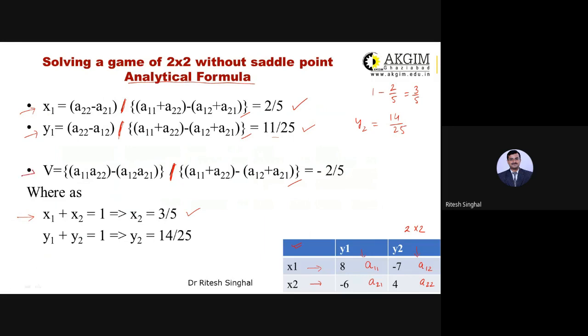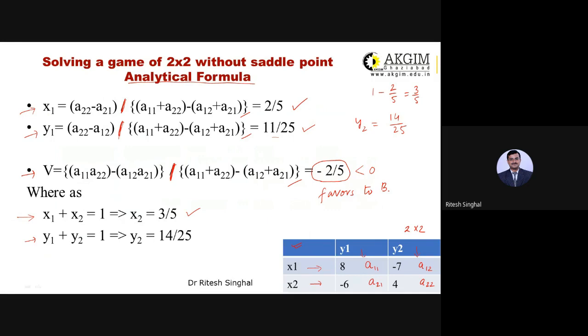And the value of the game, that is the important parameter of this game theory, is minus 2 by 5. This minus 2 by 5 indicates that since it is less than 0, since it is negative, this game favors player B. If it is positive, then obviously it supports player A.